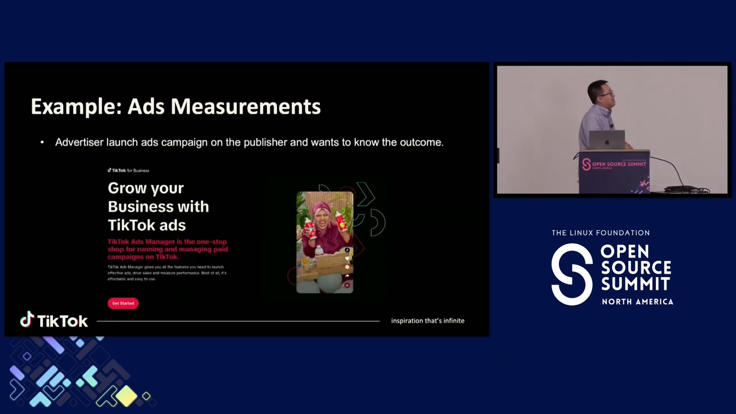The second example is about ads measurement. In this setting, we have two parties. The first party is called the advertiser, and the second party is called the publisher. Advertisers are the parties who want to place advertisements and let people buy their product. Publishers are usually social media platforms such as TikTok or Facebook, and they forward the advertisements to the users. The idea is that if users find the advertisement interesting, they will go to the advertiser's shop or website and make a purchase.